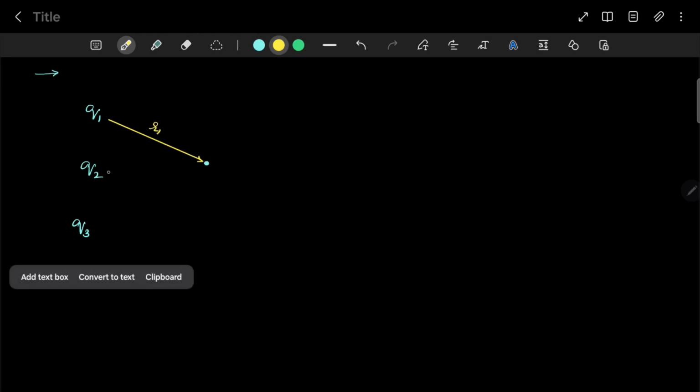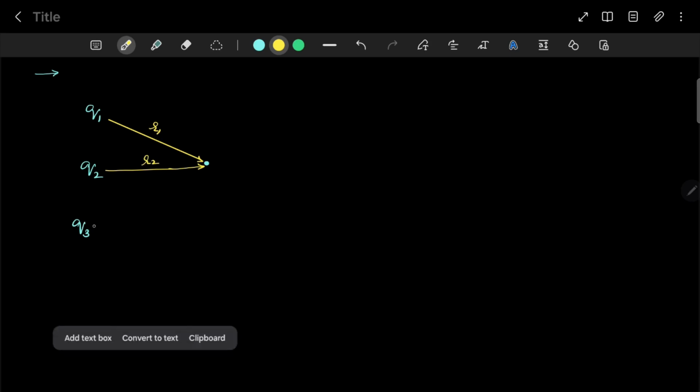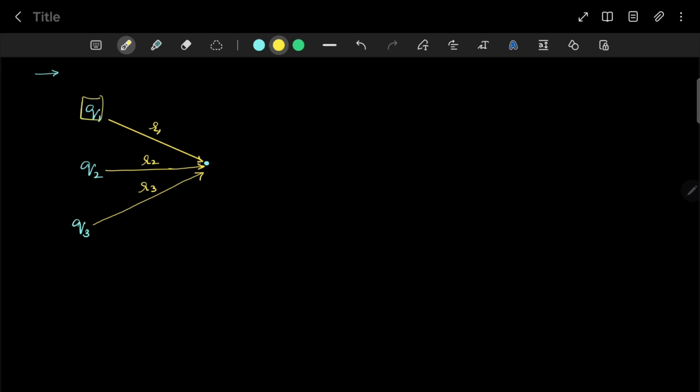For example, there are multiple charges like Q1, Q2, Q3. I have taken 3 charges which are away from each other, and at a certain point, let us assume that Q1 is at a distance of R1 there, Q2 is at a distance of R2 there, and Q3 is at a distance of R3. Each charge produces electric field at this point.